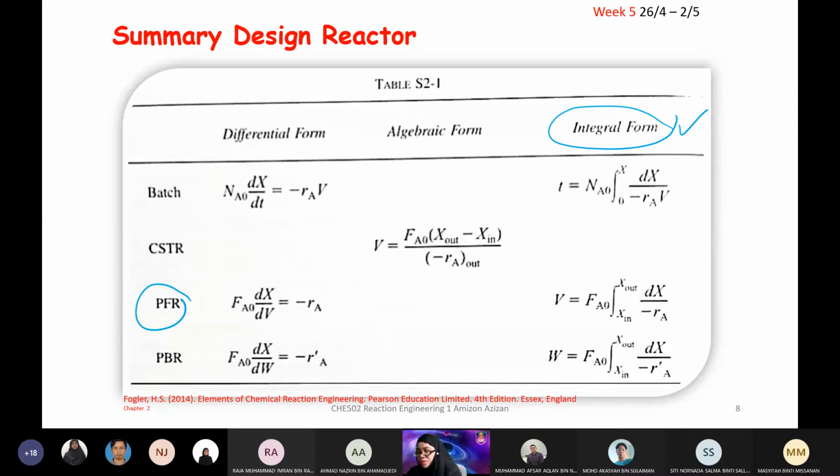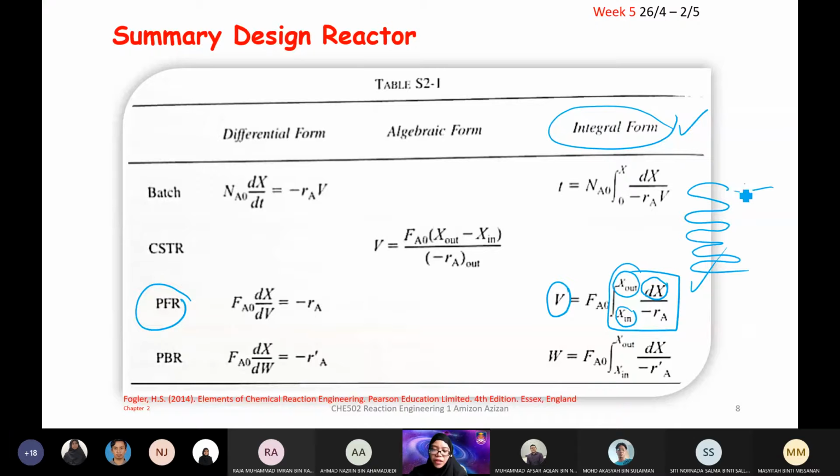For example, for the plug flow rate, we have this volume which depends on the integral form, whereby you integrate dx with the limit x in to x out. And in x, what comes in as the starting x to the x out. Okay. And of course, we have changes of r. Then you also integrate the r equation there.